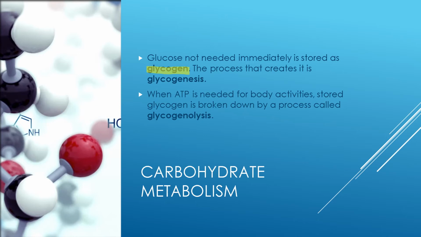The hormone insulin from pancreatic beta cells will actually stimulate hepatocytes and skeletal muscle cells to carry out glycogenesis. This is going to be the synthesis of glycogen from glucose molecules. So this is stimulated by insulin, which stimulates those pancreatic beta cells.